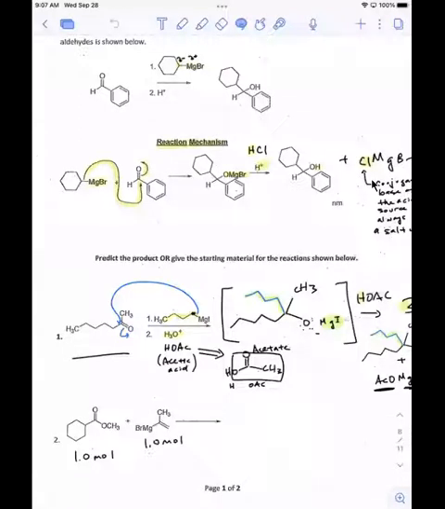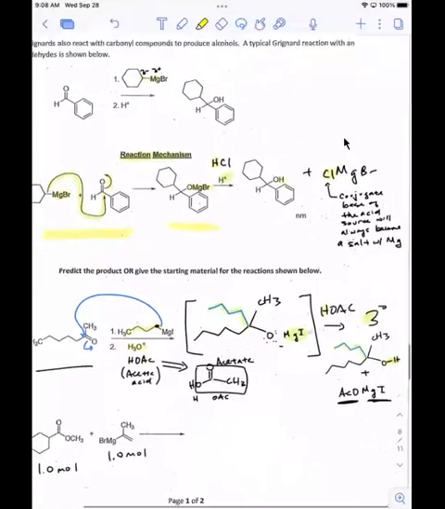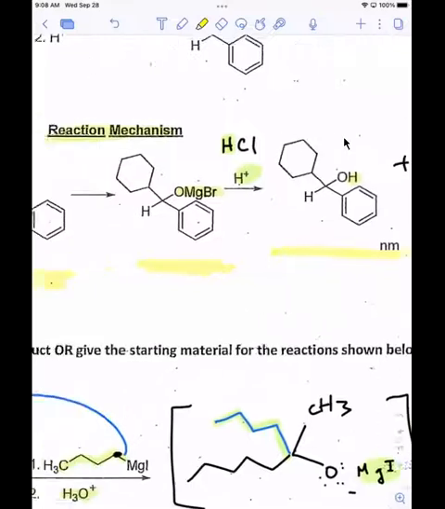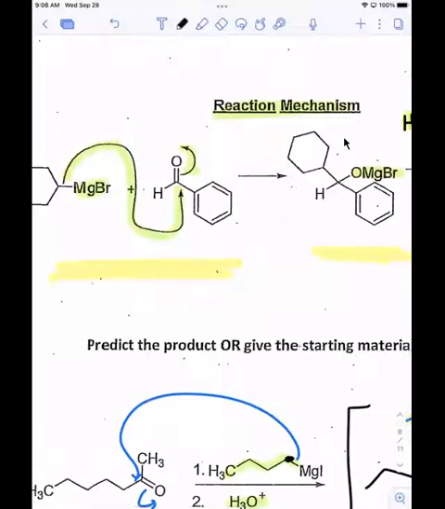it's going to form a tetrahedral intermediate, which we talked about here, right? So you attack, it's the carbon of the Grignard that does the attack. You form a tetrahedral intermediate, and then depending on whether it's an aldehyde or a ketone that you start with, you'll have a quench step, which is this third step right here. So this is nucleophilic attack.